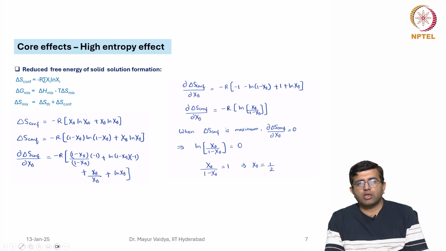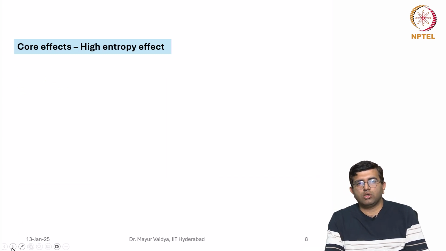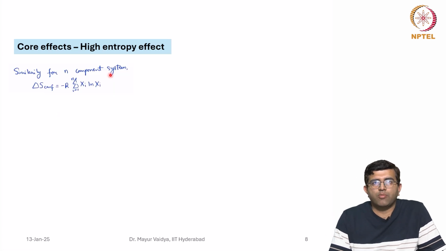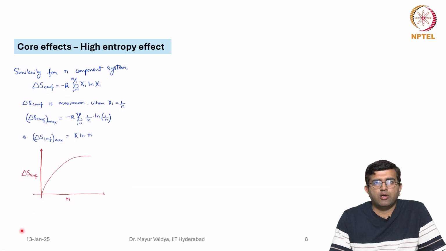So, this can also be extended to the multi-component system. For n component systems, delta S configuration is minus R summation of xi ln xi, and similarly it is maximum when xi is equal to 1 by n. So, if you put this value of 1 by n here, you will see that the delta S configuration max is equal to R ln n. So, this increases as the number of components increases.